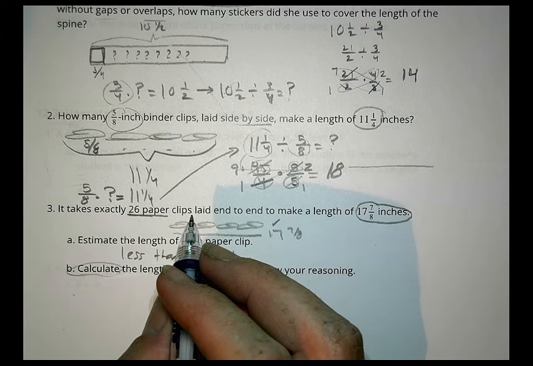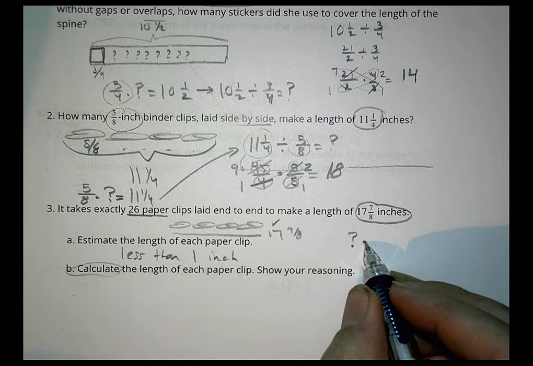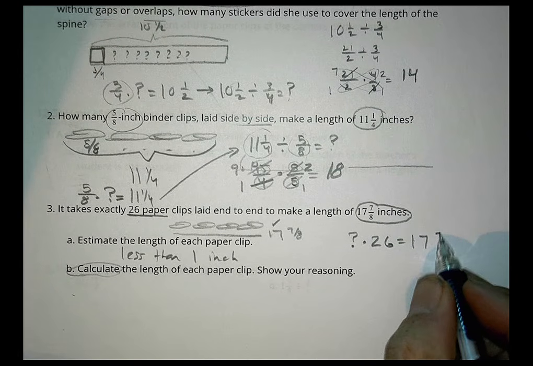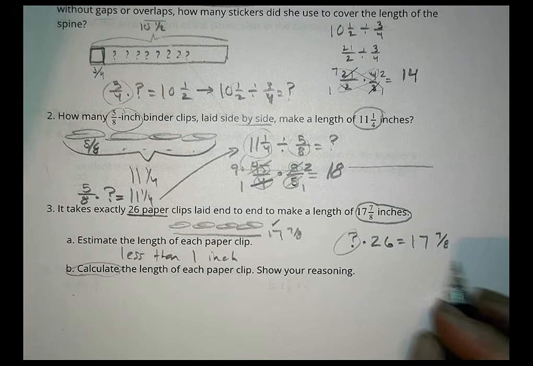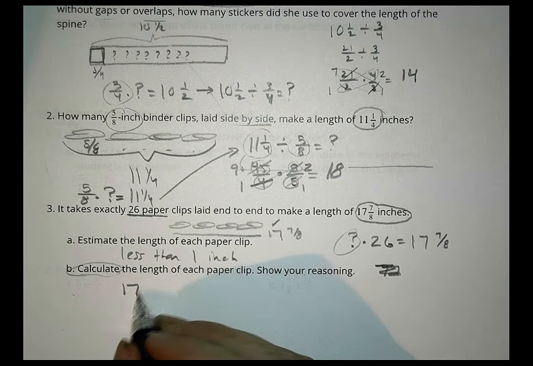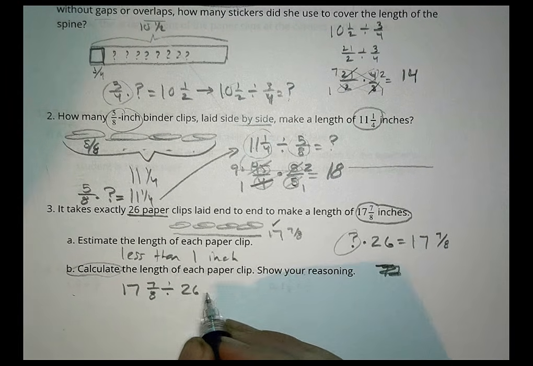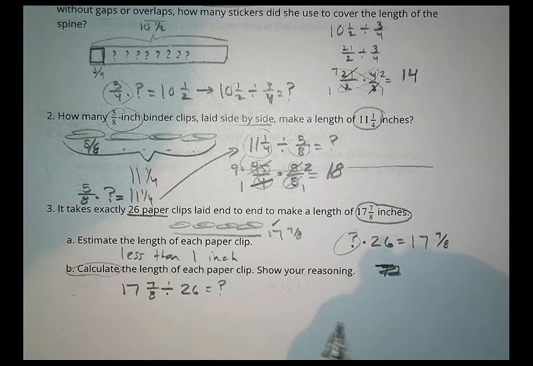So again, what we're talking about here is we're saying that however long that paper clip is, if I have 26 of them, that's going to be a total length of 17 and 7/8. So to figure out what this question mark is going to be, I'm going to do 17 and 7/8, the length there, divided by 26, the number of paper clips I have, to find out how long each one is going to be.